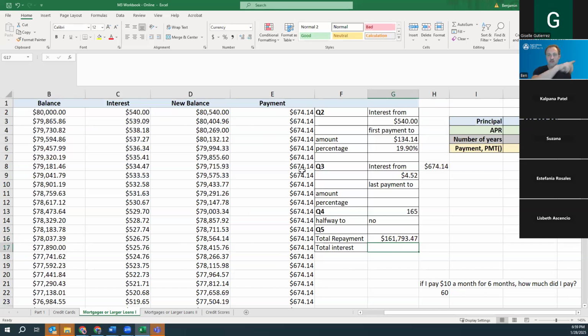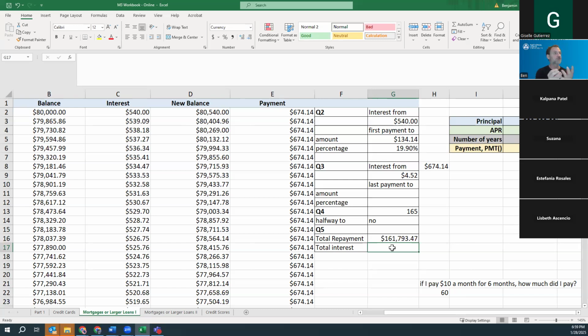Now, I think what you're saying is exactly right, Shannon, that we could have started with the balance and added all the interest, and that would have got us there. But this is a more direct way to think about it. If the payment is the same every time, that works fine. That makes sense. That's an easier way to do it.